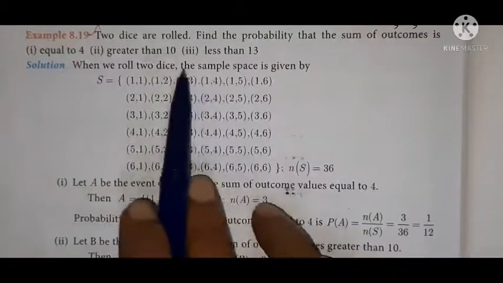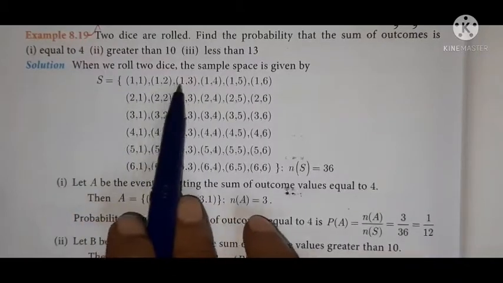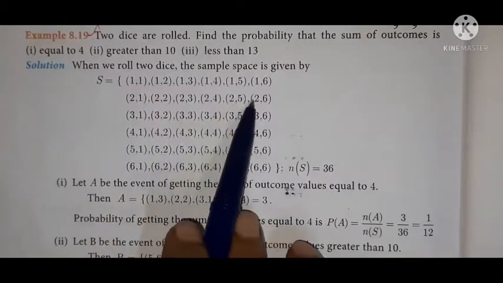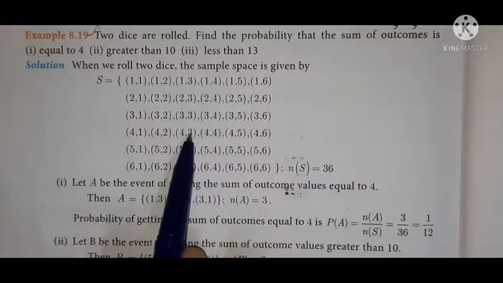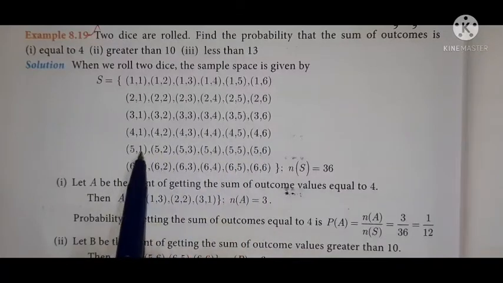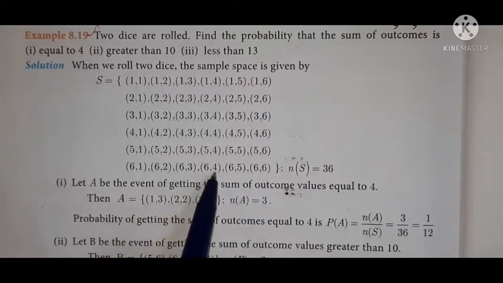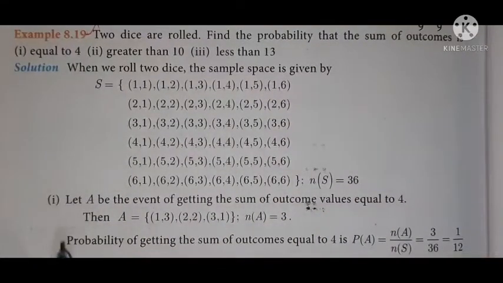When we roll 2 dice, the sample space is given by S is (1,1), (1,2), (1,3), (1,4), (1,5), (1,6); (2,1), (2,2), (2,3), (2,4), (2,5), (2,6); (3,1), (3,2), (3,3), (3,4), (3,5), (3,6); (4,1), (4,2), (4,3), (4,4), (4,5), (4,6); (5,1), (5,2), (5,3), (5,4), (5,5), (5,6); (6,1), (6,2), (6,3), (6,4), (6,5), (6,6). So n of S is 6 into 6, 36.